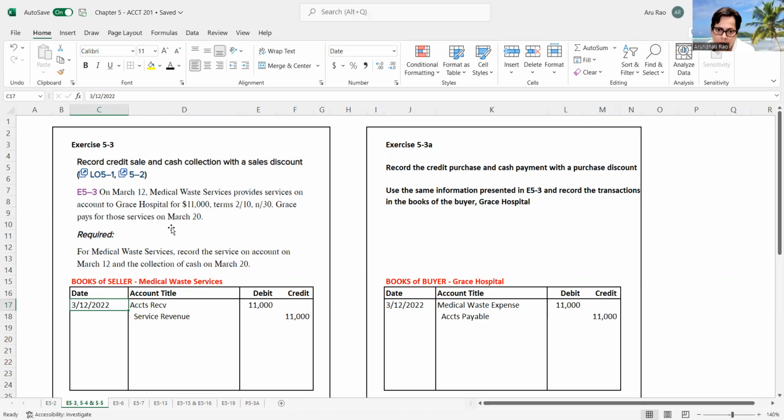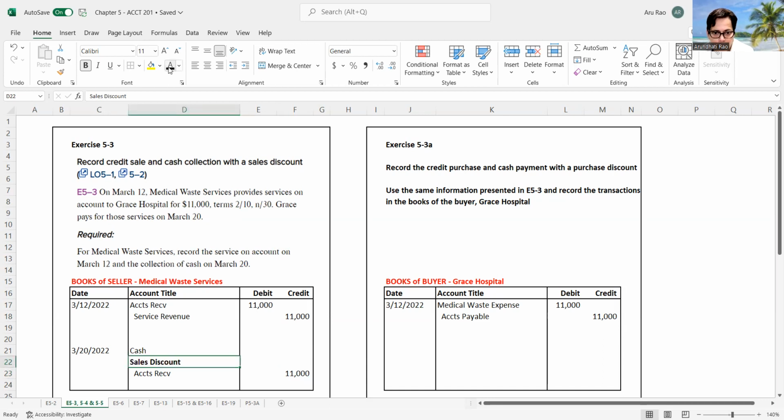Grace makes the payment on March 20th, which is well within that 10 days. So their journal entry on this date, this is the seller, they are getting the money. Cash is going to be debited. I'm going to leave a line, and then I'm going to write accounts receivable credited. They have paid the amount in full. They have settled their account in full. They're paying the invoice of $11,000. However, since they made the payment within 10 days, they do not have to pay the full amount. They're going to pay 98%. They're getting a 2% discount.